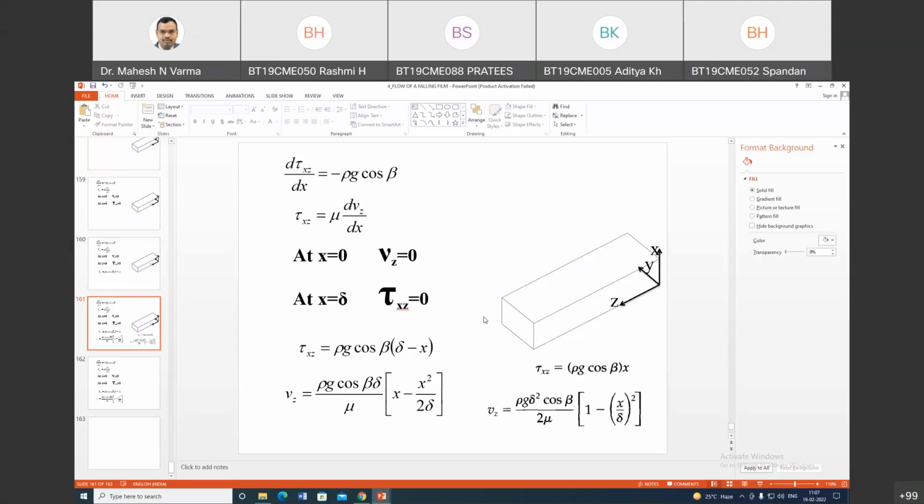Roll number 70, Darshan Dhote. Roll number 70, PT 1870. Darshan.